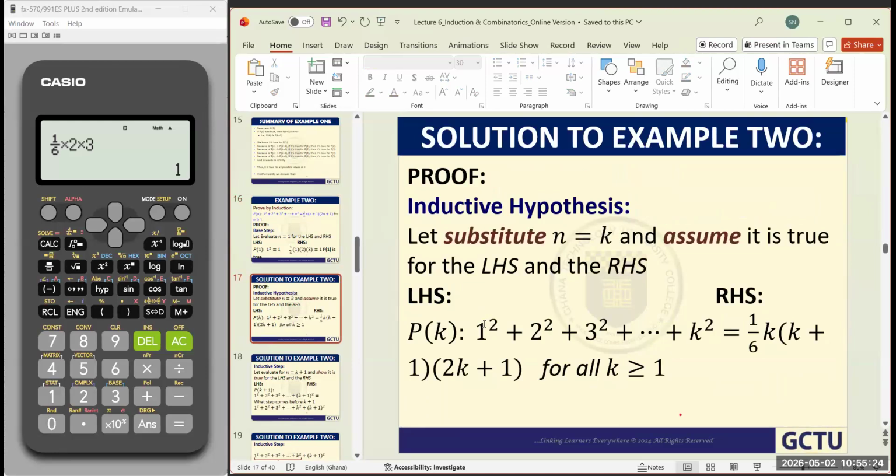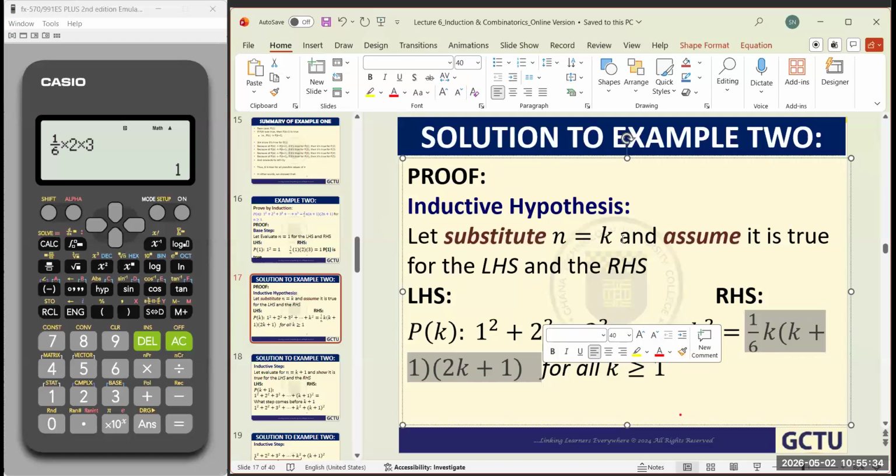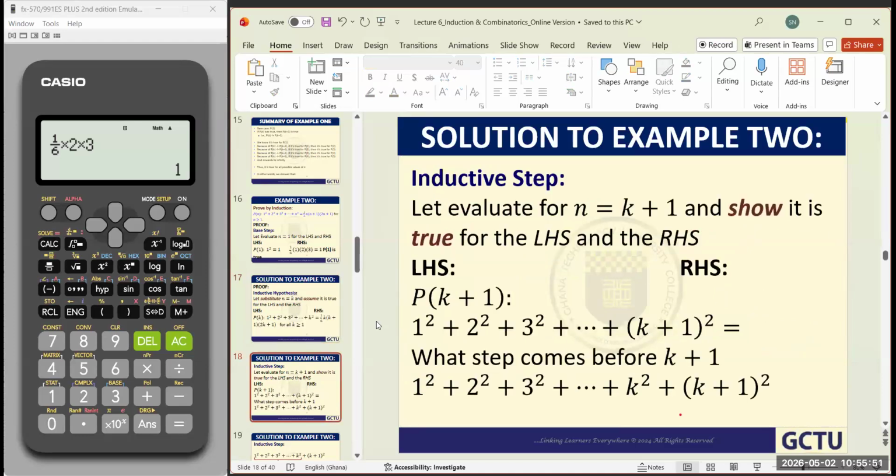And that is what I've written here. 1 squared plus 2 squared plus 3 squared up to K squared is equal to 1 over 6 K, K plus 1, and 2K plus 1. Remember, this is an assumption, and we are saying that this statement is true for all n greater than or equal to K. For this step, you don't do anything for left, you don't do anything for right. It's just substitution. Now, let's come to the last step, K plus 1. This is where the work is.